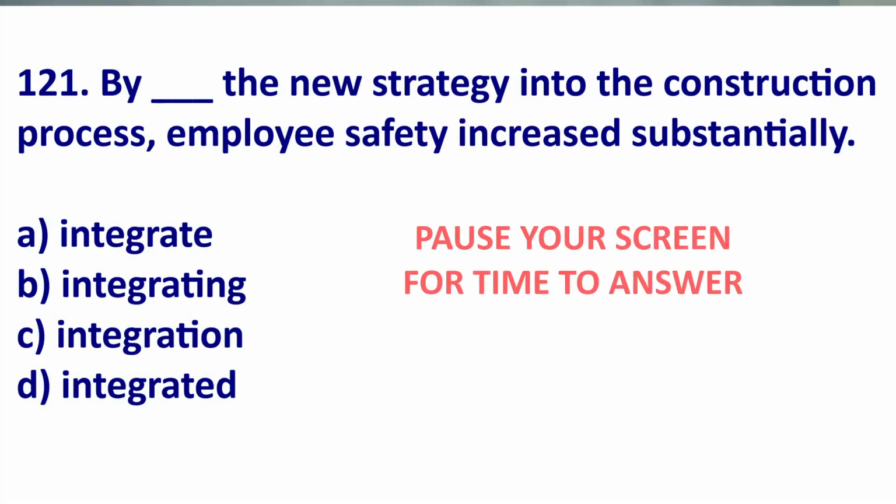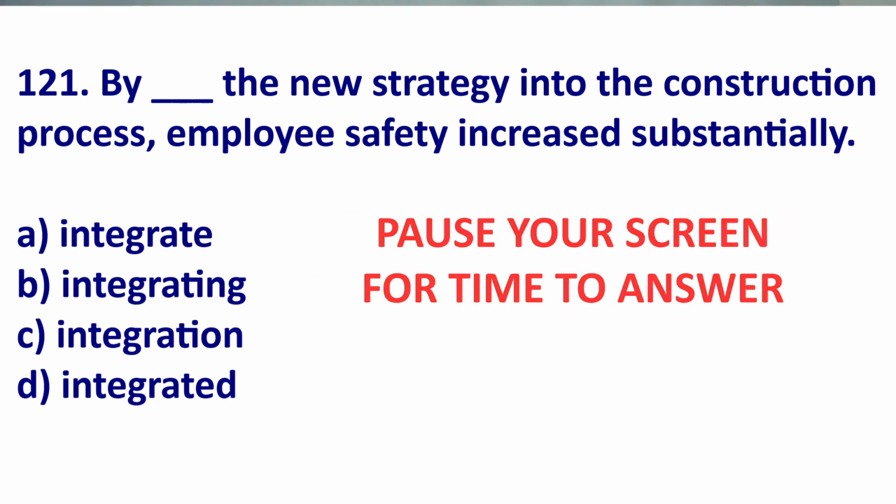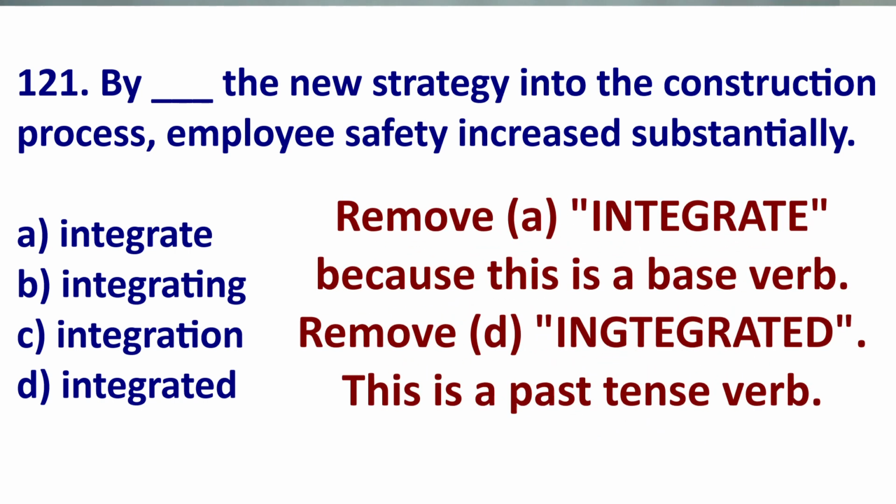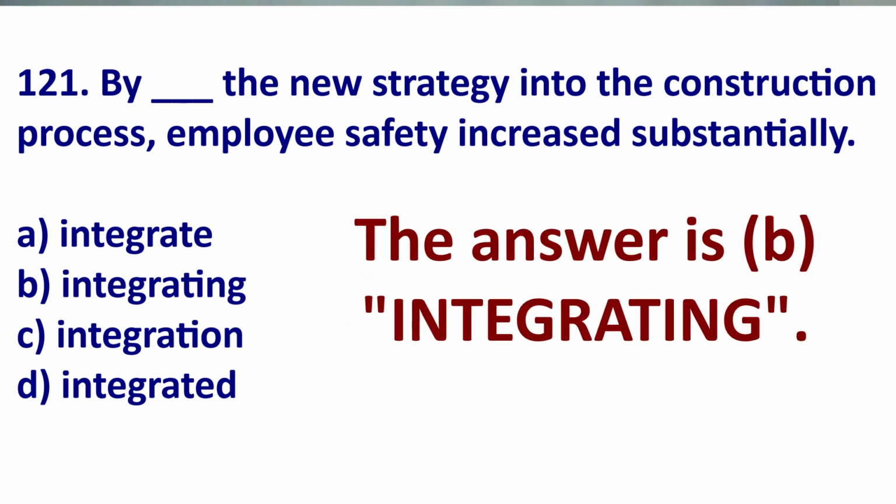Here's 121. Well, by is a preposition, so it needs to be followed by a noun form. So a noun, verb plus ing, or noun clause. So integrate is just a verb by itself, so we can remove A. Integrated is a past tense verb or maybe an adjective, but we don't have a noun directly after, so eliminate D. So now we have B and C. Well, the best answer is B, integrating.